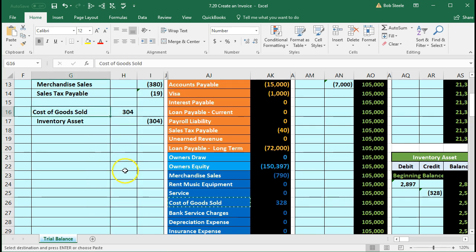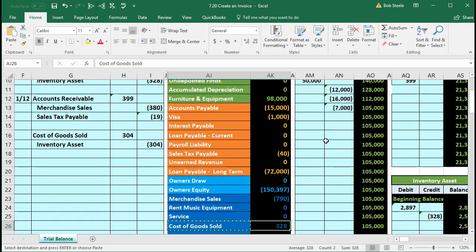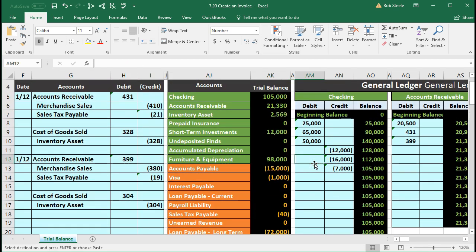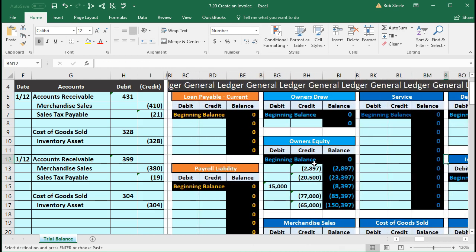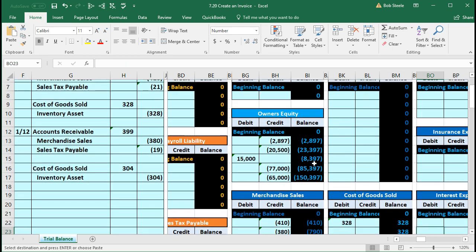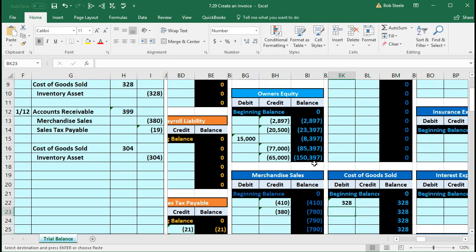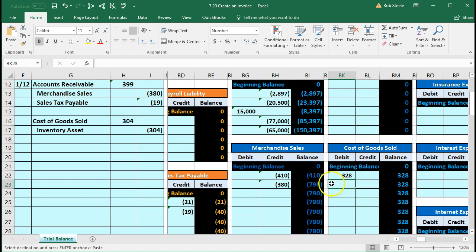We will then post this out, first cost of goods sold, it being way down here on the trial balance and therefore also way down there in terms of the general ledger. So we're going to scroll back over here till we see those dark blue accounts, those income statement accounts, and then look for the cost of goods sold account. I see it there. We're in the debit side of it in cell BK23. We are in BK23, and we're going to select our equals and then select the 304. That will bring this expense account up to 632.